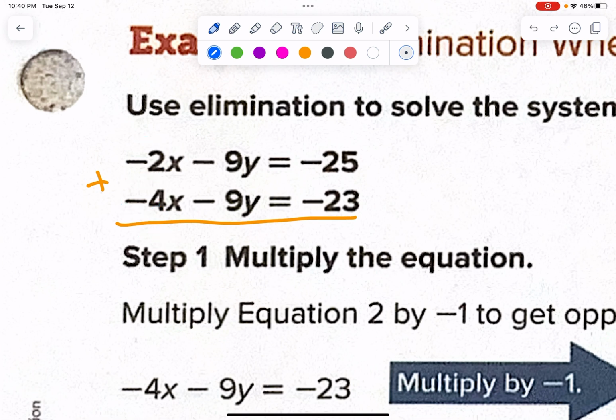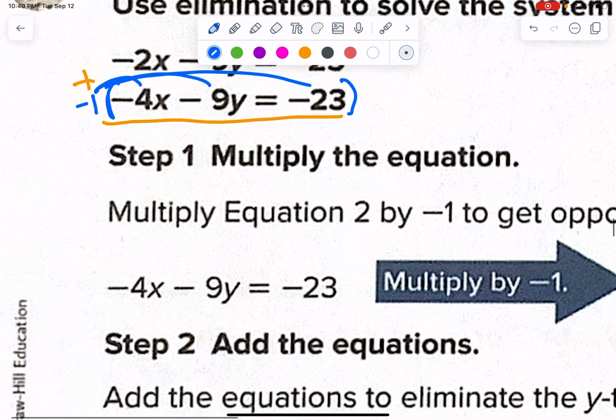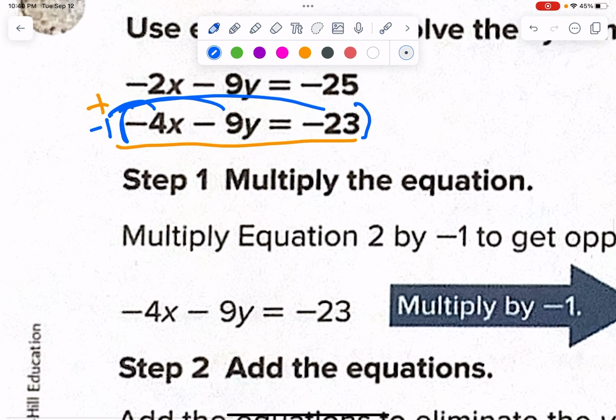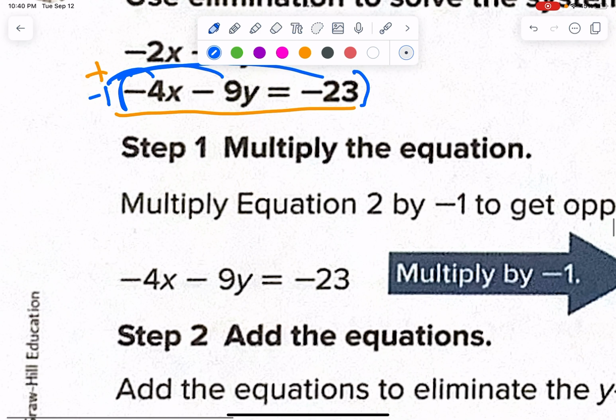So what I'm going to do is take this equation right here, this bottom one, and it doesn't really matter if you do the bottom one or the top one in this case. I'm going to multiply everything through by a negative 1, okay, on the bottom. So negative 4x is going to become positive 4x. Negative 9y is going to become plus 9y, and negative 23 becomes positive 23, okay?